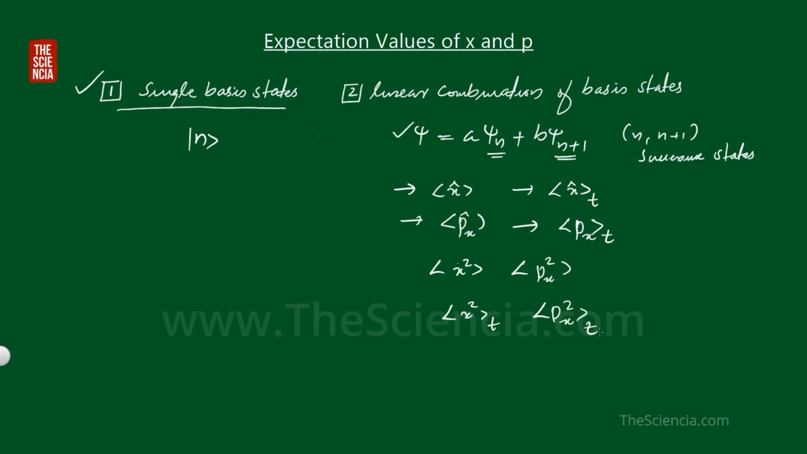Okay, this is the overview of what we are going to discuss. Now the particle is in a state psi, which is a linear combination of two states, that is a psi n plus b psi n plus 1. In Dirac notation, we can write this as ket psi is equal to a ket n plus b ket n plus 1.